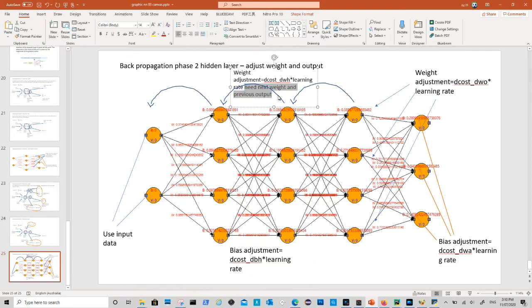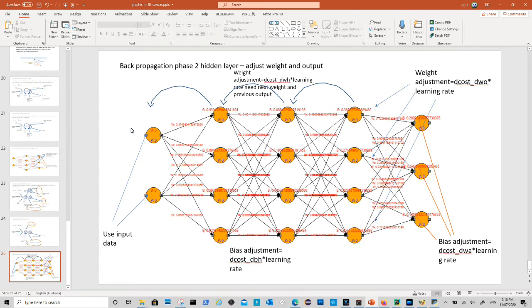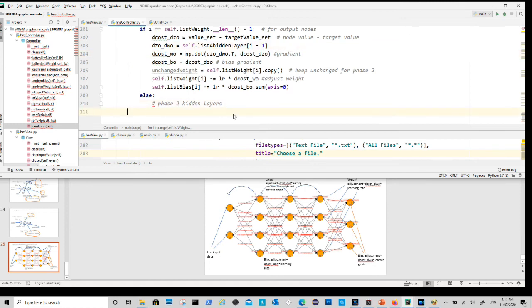Now we can look into the overall process. We travel the nodes layer by layer, where we also need to use the weight on the next layer and the output from the previous layer to complete the adjustment of weights and biases. When we are going backwards to the first layer, we then will use the input training feature data as the previous output to complete the process. Now we go to the coding part.